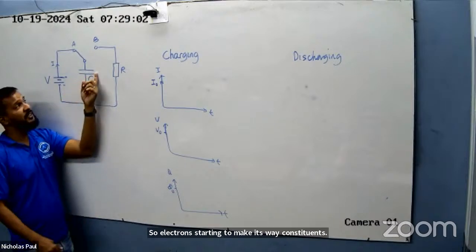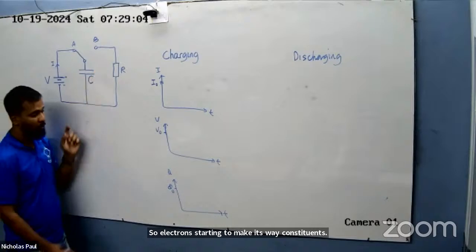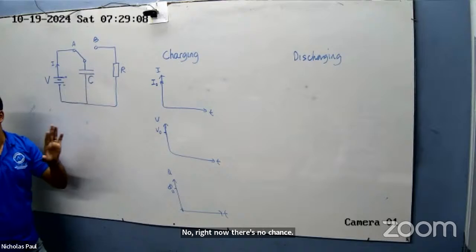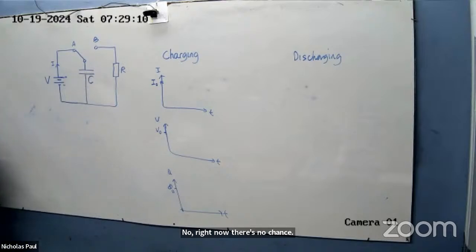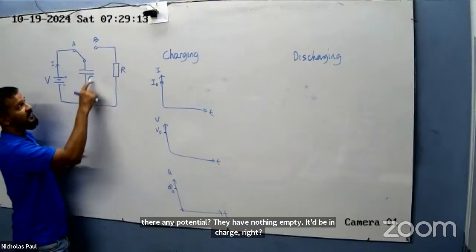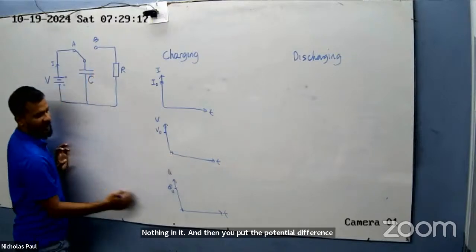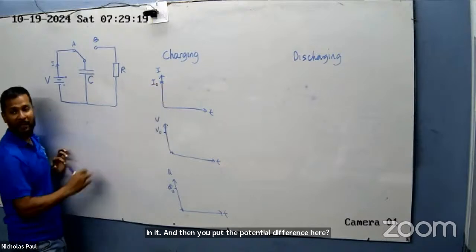Is there any charge here? No. Right now, there's no charge. Is there any potential? There's nothing, it's empty. It's not being charged, there's nothing in it. Is there any potential difference here? No. So initially, these two are at zero, and this is at maximum.